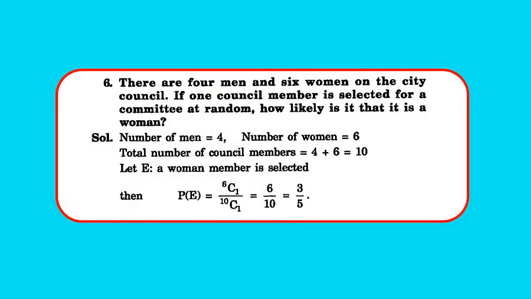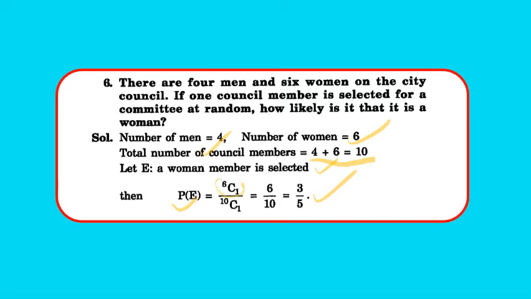Moving to question 6. There are 4 men and 6 women on the city council. If one council member is selected from a committee at random, how likely is it that it is a woman? Now we have a total of 4 men and 6 women. So the total number of council members is equal to 10. Now let E be the event that a woman is selected. So using the formula P(E) equals 6C1 upon 10C1, we get 6 upon 10, that is 3 upon 5.